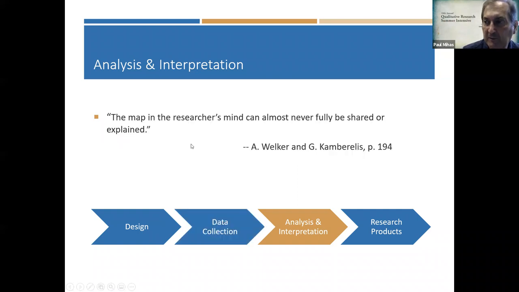So that's Jamie Fidler. This next quotation is from Allison Welker and George Camberellis, whose chapter was on mapping and linking and indexicality. They say in their chapter that the map in the researcher's mind can almost never be fully shared or explained. That doesn't mean that we shouldn't try to share and explain it. It just means that this is the struggle of the qualitative researcher, right? We have all of these things that we're noticing. Constellations is what I'll call them. We have a constellation in our mind. How do we share that in a research article, in a dissertation, in a blog post? That is the challenge. And that's sometimes why we move to arts-based practices where we can use things like a paintbrush, which might be better than a PowerPoint slide for some things.